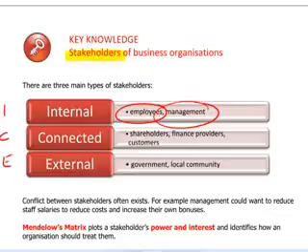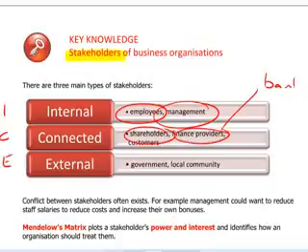A connected stakeholder is classified as a sort of source of finance, in effect. So it would include shareholders, finance providers such as banks, for example, customers, all connected stakeholders. And then we have external, that includes government, the local community, and so on. Now, we've got these three main types of stakeholders: internal, connected, external.